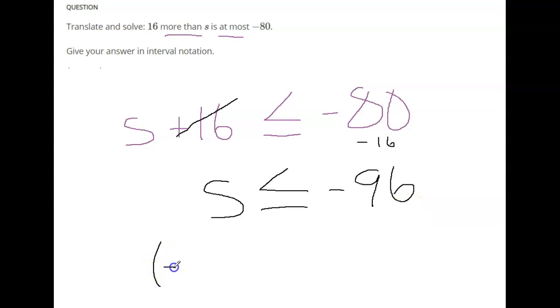So it could be less than that, as far less as you want, all the way down to -infinity. Always use a parentheses with infinity. And then the largest we can be is -96. And since it is okay to be equal to that, less than or equal to, we'll use a bracket with the -96.